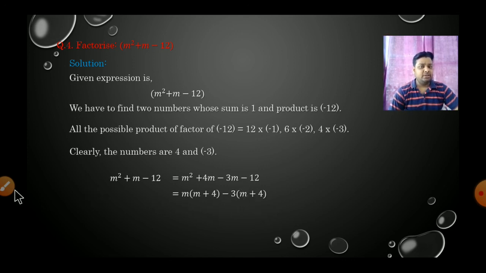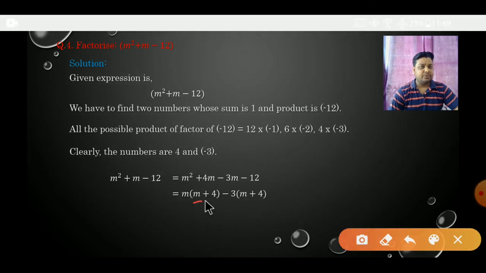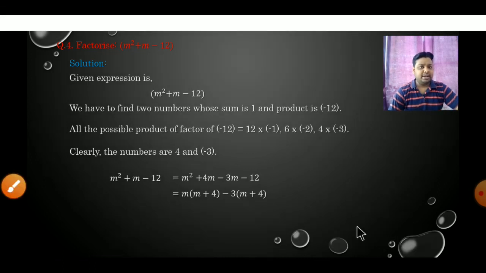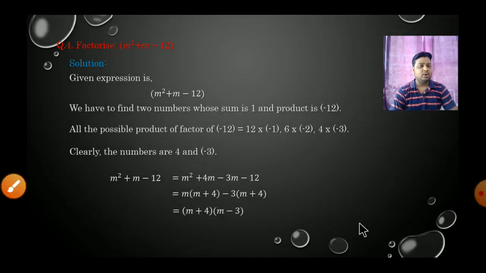Now here you can see that m plus 4 is common in both, and m minus 3 is the leftover value. So we can write m plus 4 and m minus 3 as the factors. Okay students, I hope that you all have clearly understood it. Okay students, so thank you.